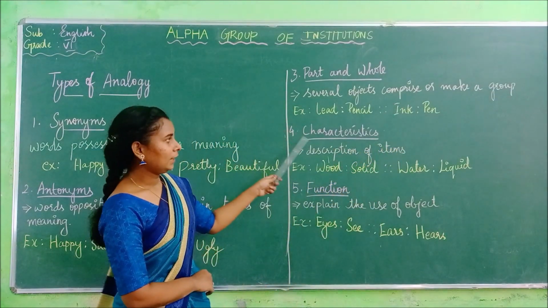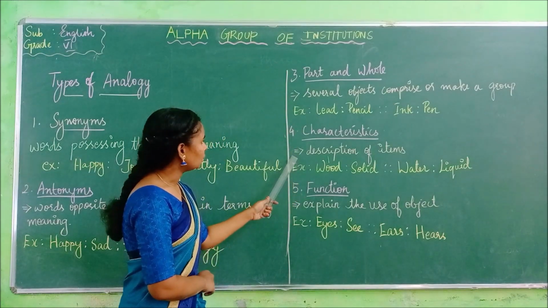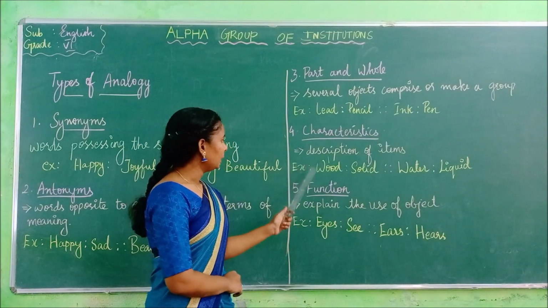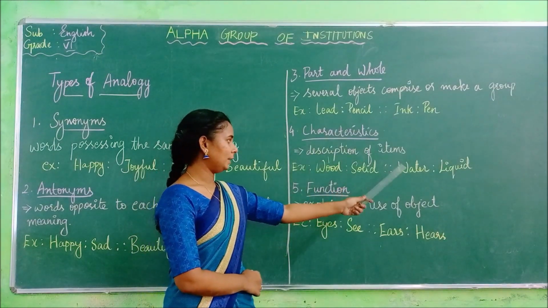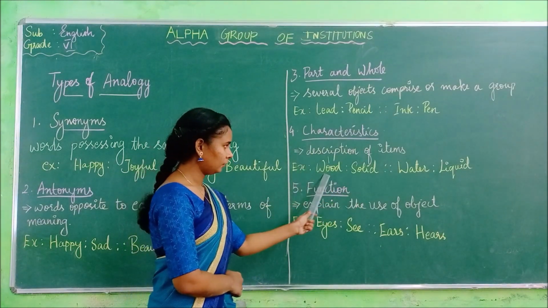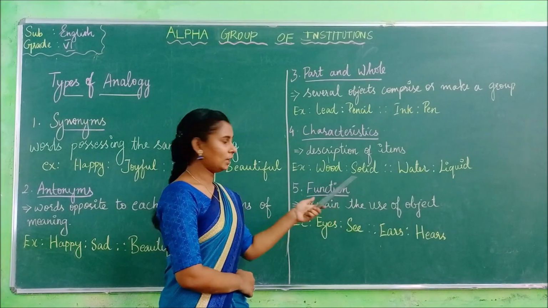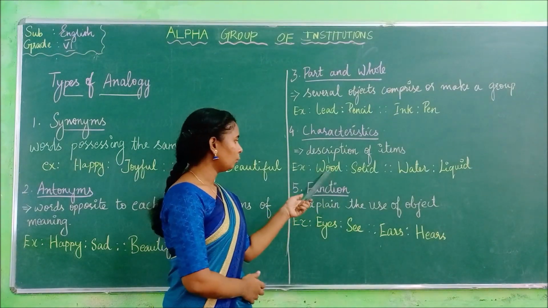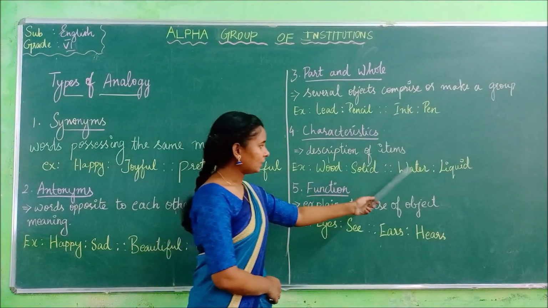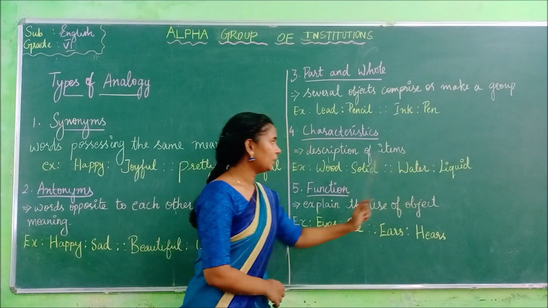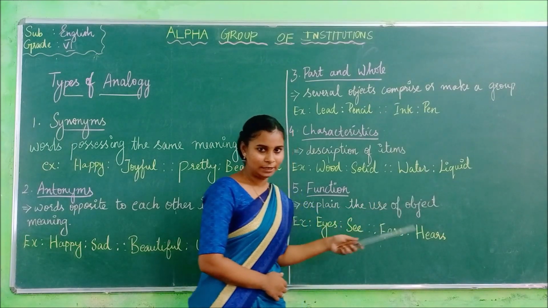Okay, next we have got characteristics. What is the next topic? Characteristics. Yes, very good. What do you mean by characteristics? It means description of items, describing something. For example, wood, solid. Here they are describing wood as solid. Wood is solid, right? It is a hard object. Next we have got water, liquid. What is the characteristic of water? Does water have a solid nature?